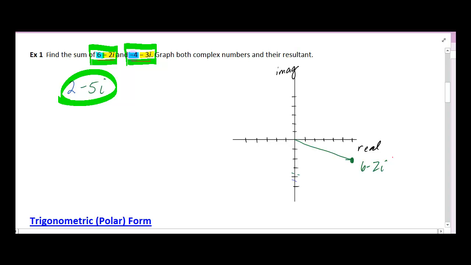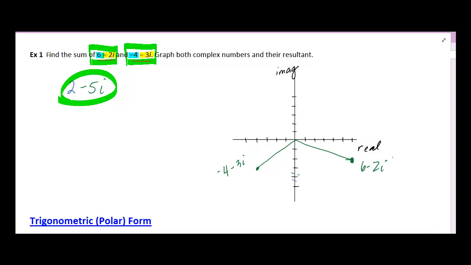Let's do that again with the -4 minus 3i. So we're going to move in the real direction, which is a -4 along the x-axis, and then again we move -3 along the imaginary axis. So we move 1, 2, 3, 4, and down 3, so we're somewhere out here. This would be the complex number for, or the graph of -4 minus 3i.